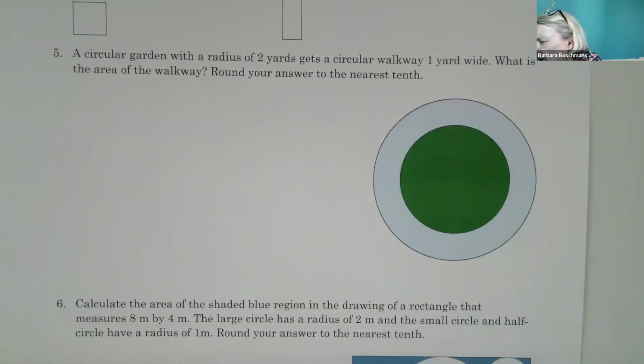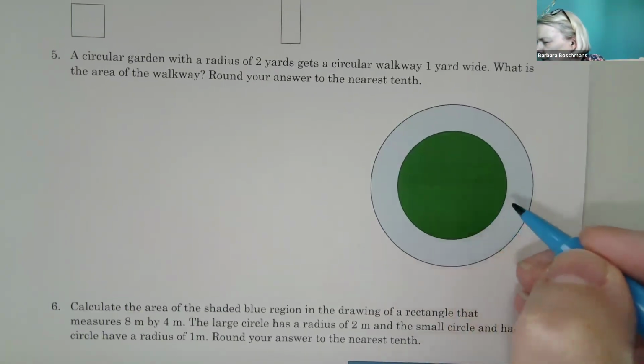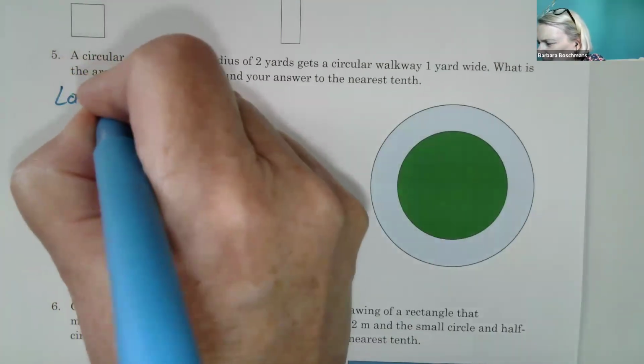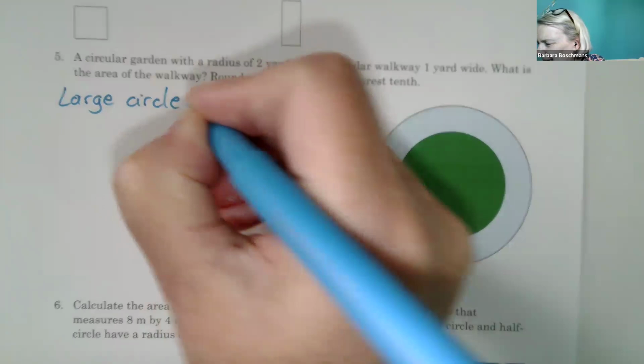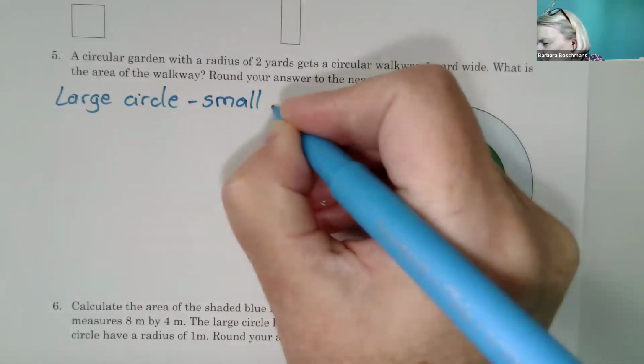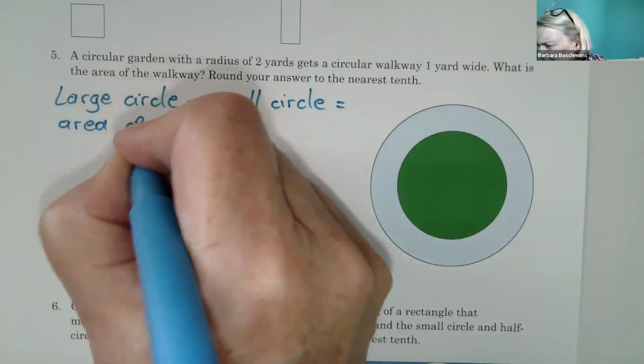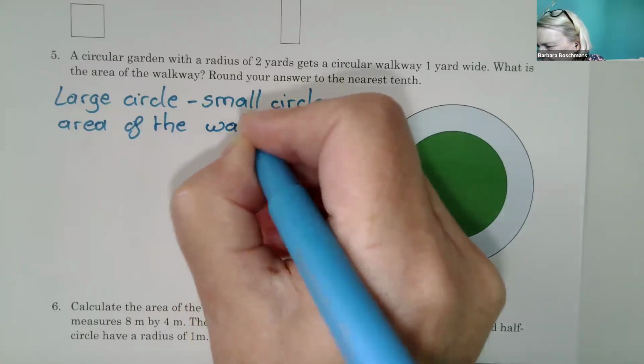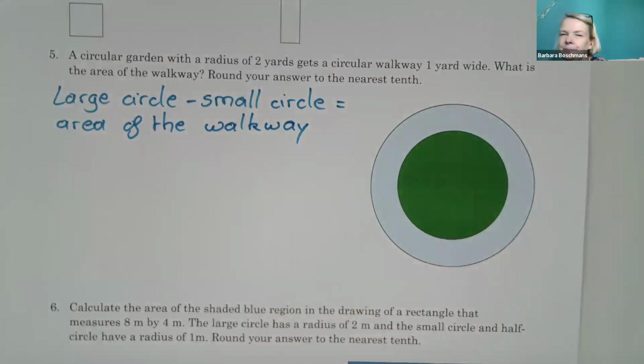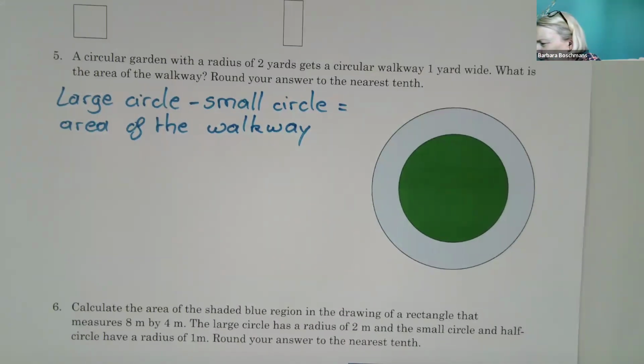You have a circular garden with a radius of 2 yards and a circular walkway that is 1 yard wide. What is the area of the walkway? So you basically want the area of the larger circle, large circle, minus the small or inner circle, equals the area of the walkway. And they give you a radius, so sometimes it's diameter, you have to think about that.